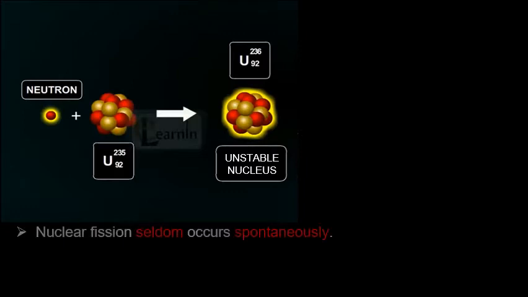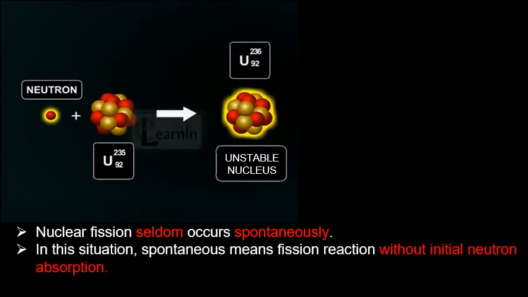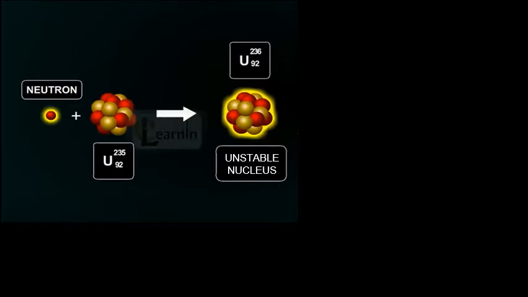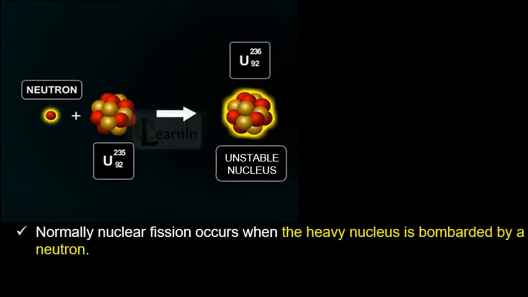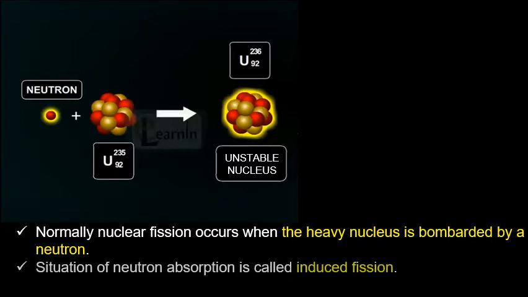So far, nuclear fission seldom occurs spontaneously. In this situation, spontaneous means fission reaction without initial neutron absorption. Normally, nuclear fission occurs when the heavy nucleus is bombarded by a neutron. This situation of neutron absorption is called induced fission.